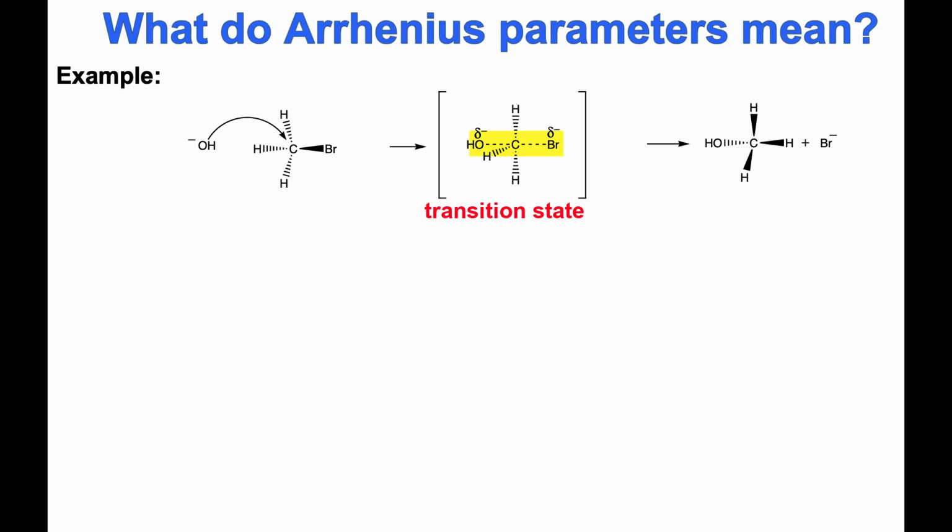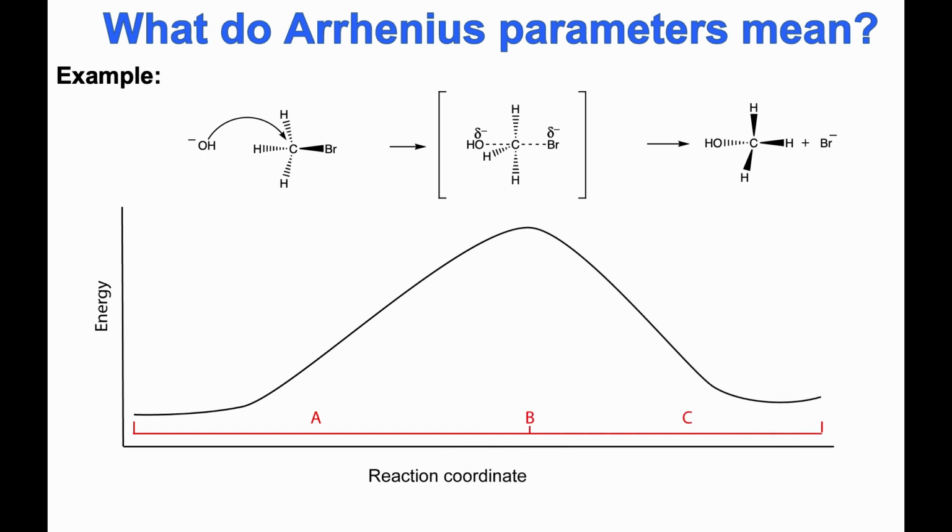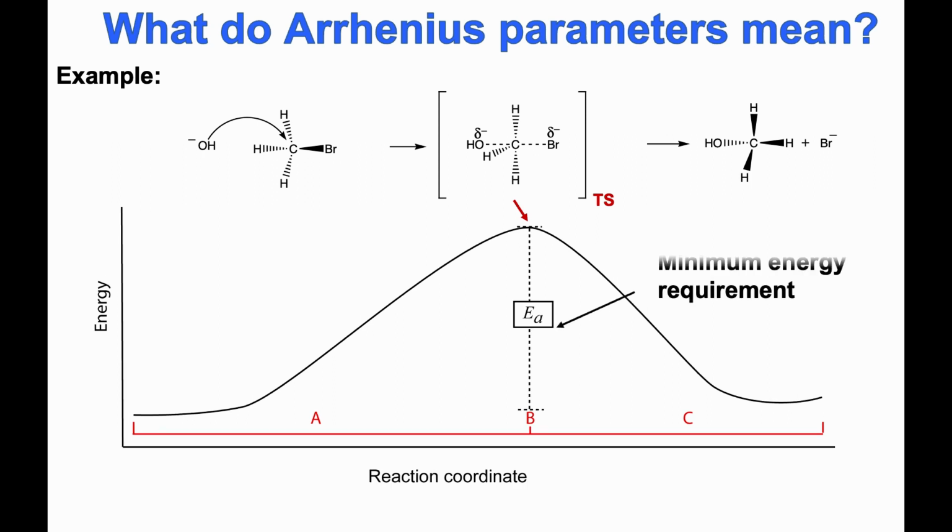If we were to look at the energy of our reacting species as we go through this reaction coordinate, we should see an increase in the energy until we reach a maximum, whereupon it decreases until product formation is finished. This highest energy point on the reaction coordinate corresponds to this transition state, and in order for the reaction to go forward, our reacting species must have enough energy to overcome this energy barrier.